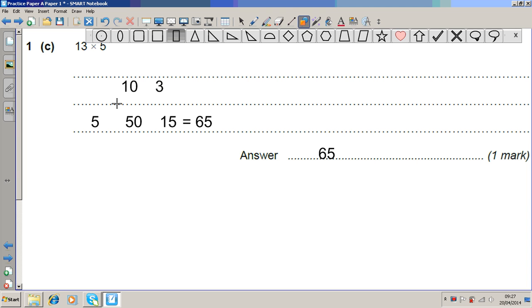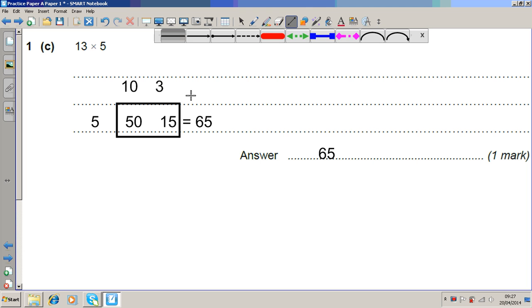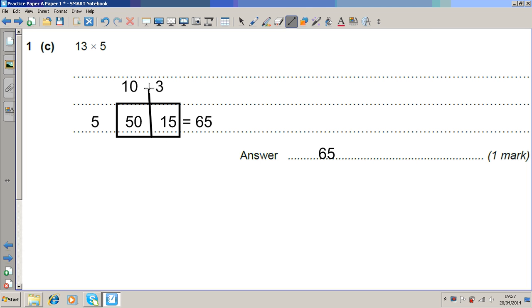Yes. Couple of boxes around that. So box method.